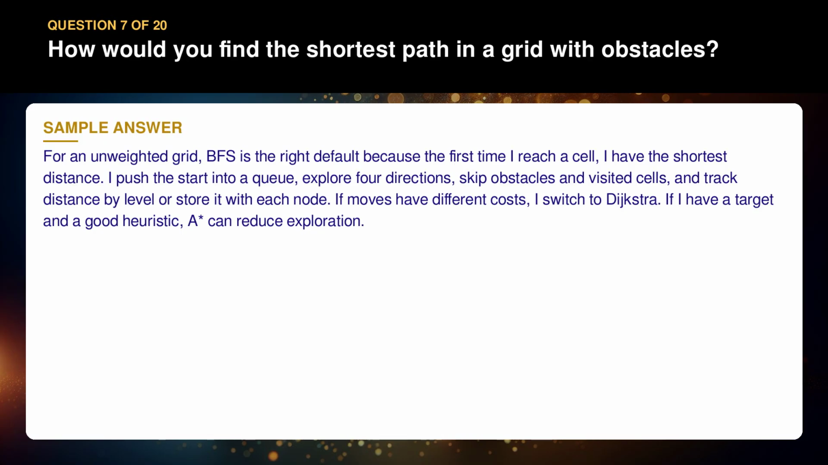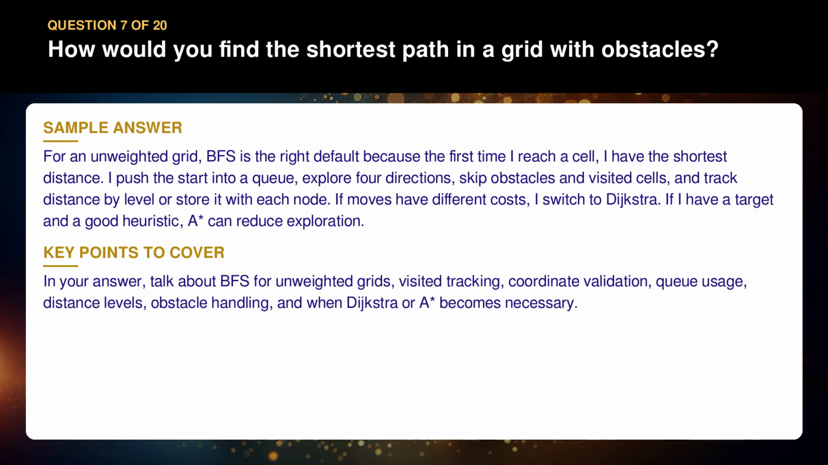I push the start into a queue, explore 4 directions, skip obstacles and visited cells, and track distance by level or store it with each node. If moves have different costs, I switch to Dijkstra. If I have a target and a good heuristic, A* can reduce exploration. In your answer, talk about BFS for unweighted grids, visited tracking, coordinate validation, queue usage, distance levels, obstacle handling, and when Dijkstra or A* becomes necessary.